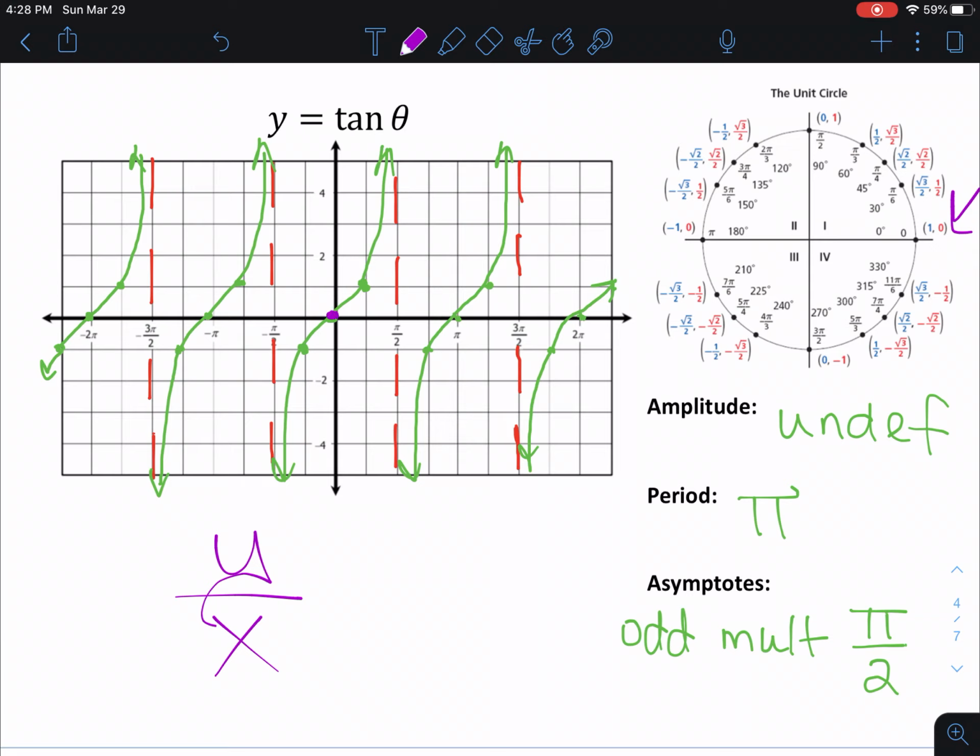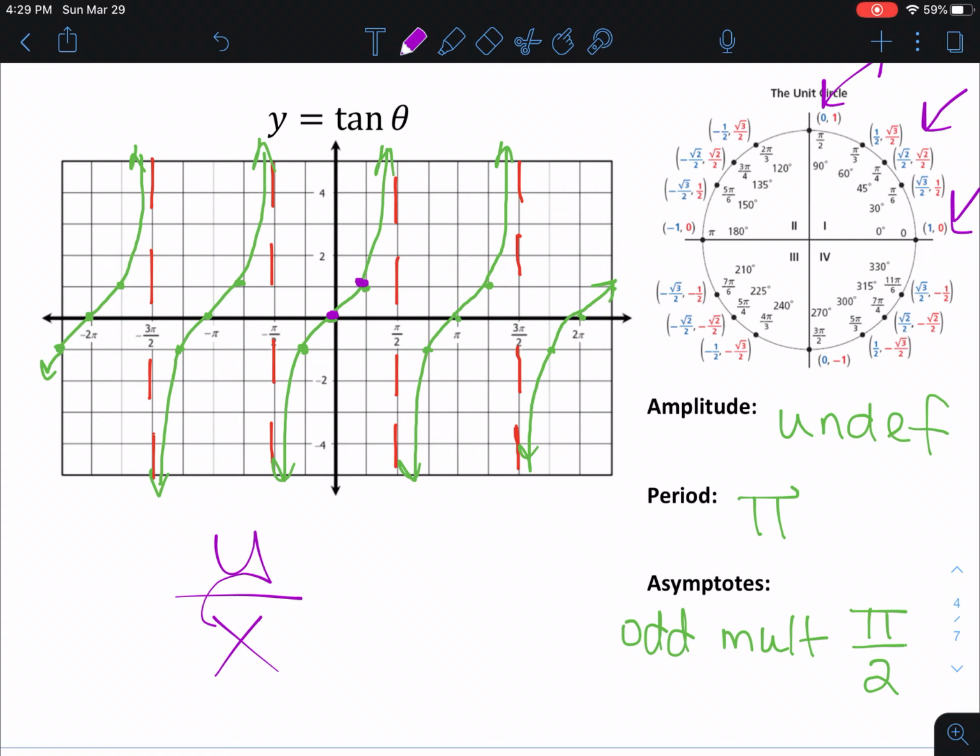And then it's probably easiest to go to pi over 4 next. We would do square root of 2 over 2 divided by square root of 2 over 2, which would give us 1. And that's that dot right there. If we keep going this way, we end up at pi over 2, and we would have 1 over 0, which is undefined. So that gives us that red asymptote line since it's undefined.